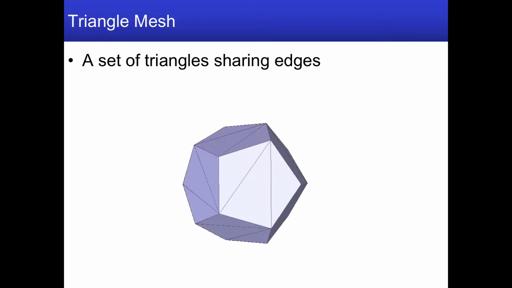Okay, coming back to the mesh, what is a triangle mesh? In general, you may think of a triangle mesh as a set of triangles that share edges. For example, this solid, which may have 12 faces. Then you have a set of vertices, which are points at the ends of the triangles, and they define the geometry.